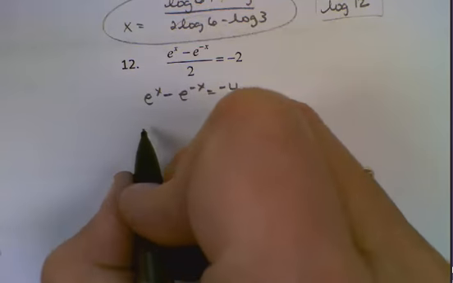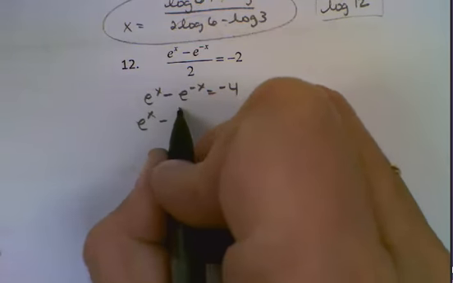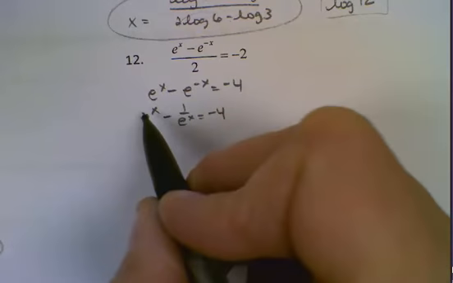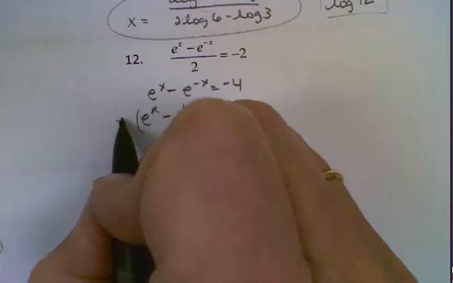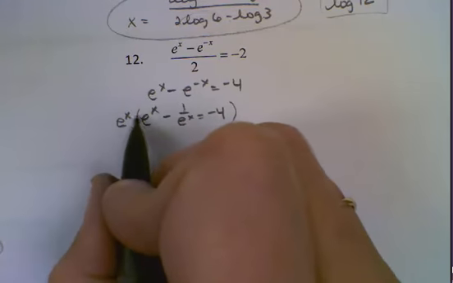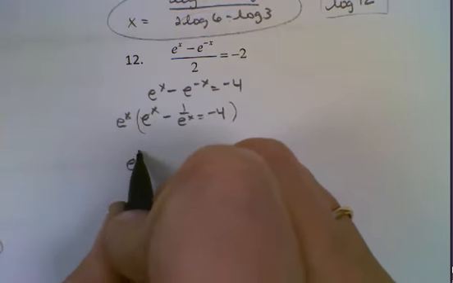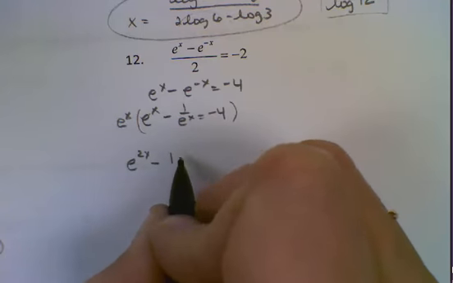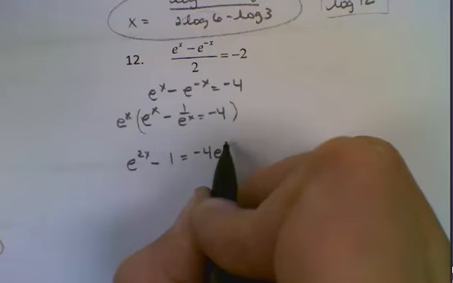We think of this negative x as 1 over e to the x. And then we realize we have to get rid of the fraction. So that's where we multiply by e to the x. When we multiply like bases, we add the exponents, and that's where you should recognize that you get a quadratic.